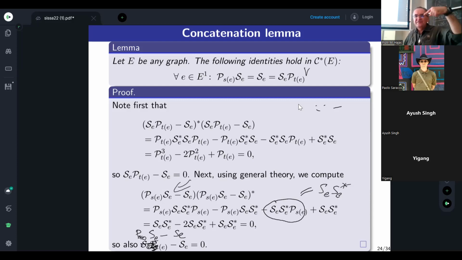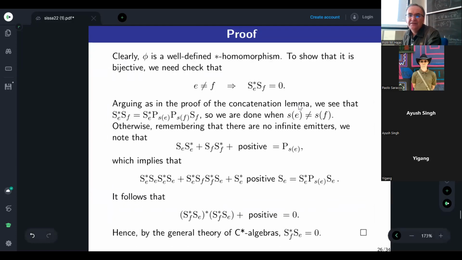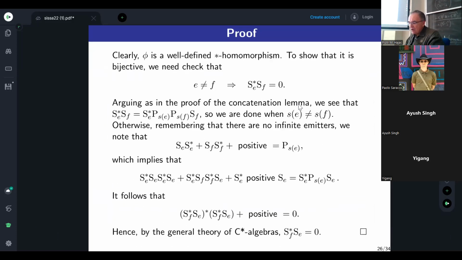I have a general theory of C-star algebras telling me when I can replace it by equality, and that's what I'm doing here. So it's completely legit on my side to say that, arguing as in the proof of the concatenation lemma, SE star SF is SE star PSE PSF SF. So we are done whenever E and F begin at different vertices, because PSE PSF is 0 and the whole thing is 0. But what if they start at the same vertex?